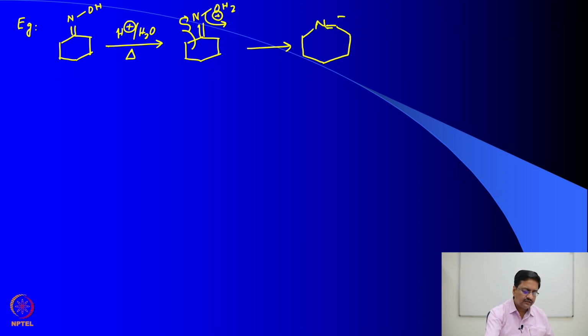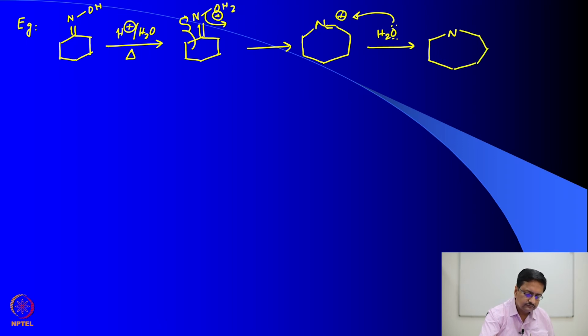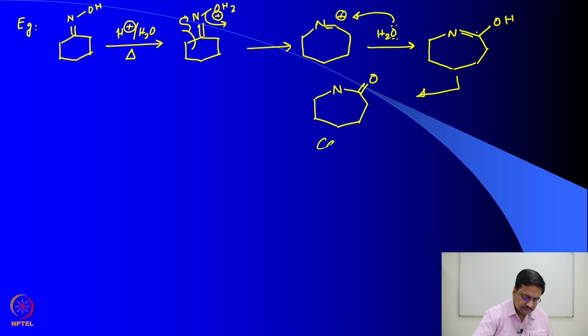and a double bond is formed here with a plus sign. So, then the water molecule gets attached here and it forms this intermediate, which then rearranges to form this 7-membered ring, which is called the caprolactam. So, here what we see is a ring expansion reaction taking place through a rearrangement reaction.